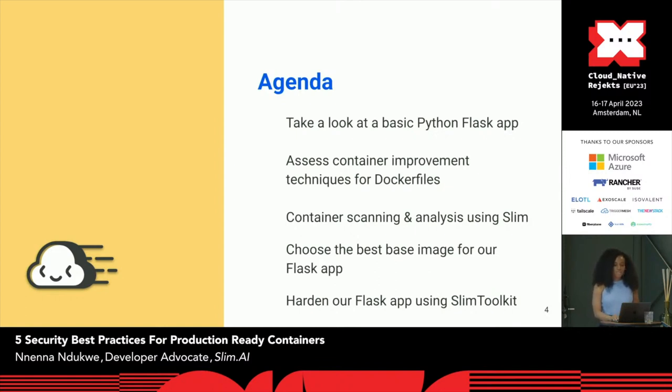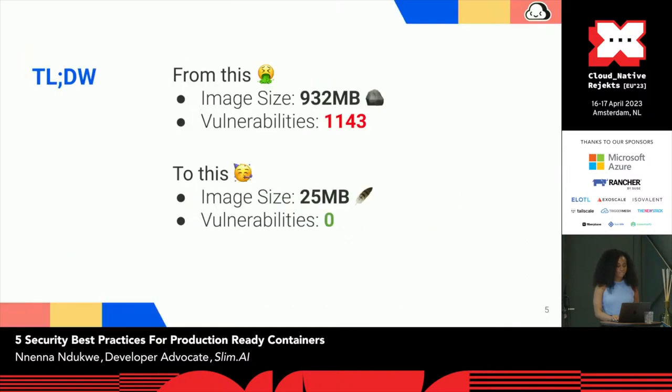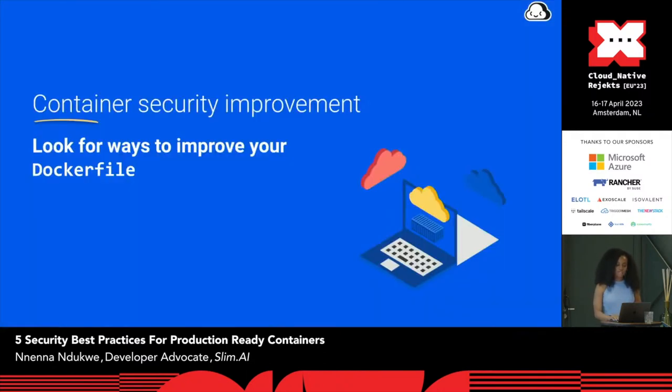And then after that, we'll harden the container image using Slim Toolkit, and this is all about reducing the attack surface. The idea is we'll start with one of the Python-based images, the official image, which is 932 megabytes, quite a bit, relatively, and over 1,000 vulnerabilities. And we're going to reduce that to 25 megabytes with zero vulnerabilities. I'm going to show you how we go through that process.